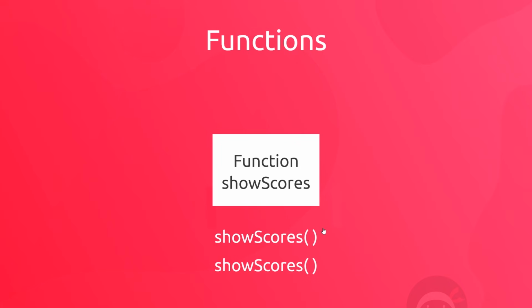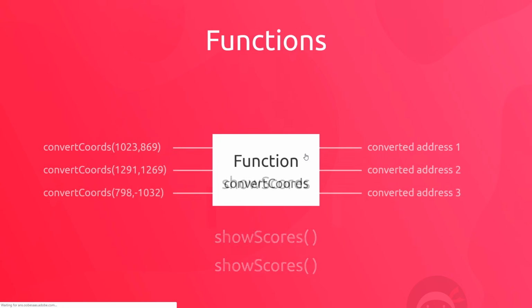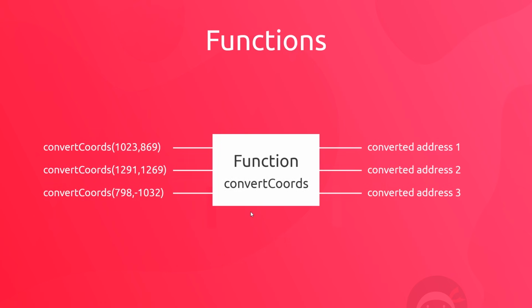Now, we could also pass values into functions so that the function could take those values and do something with it, and then when it's done, spit out an updated value at the end. Now, an example of this would be to receive maybe a list of geo coordinates from a database that we want to convert into some kind of real address. We could write a function that takes in a latitude and a longitude value, and it grabs those and converts them into some kind of real address.